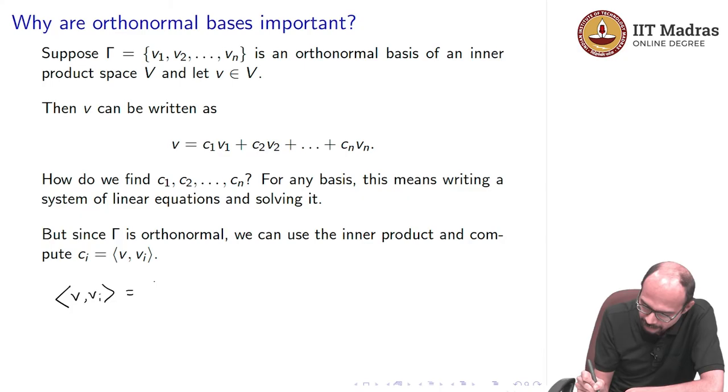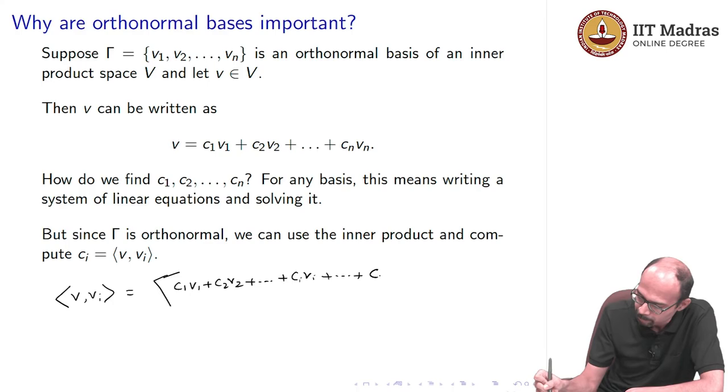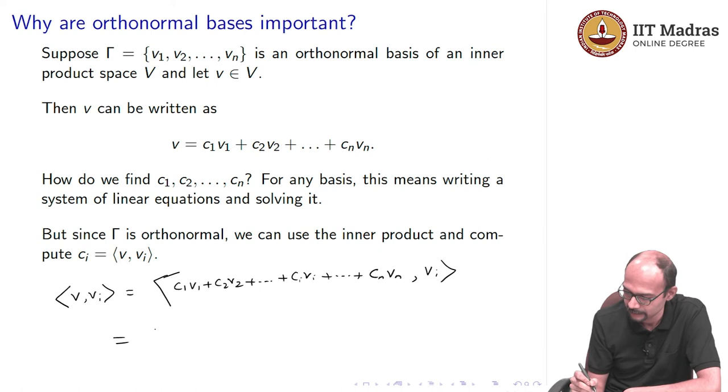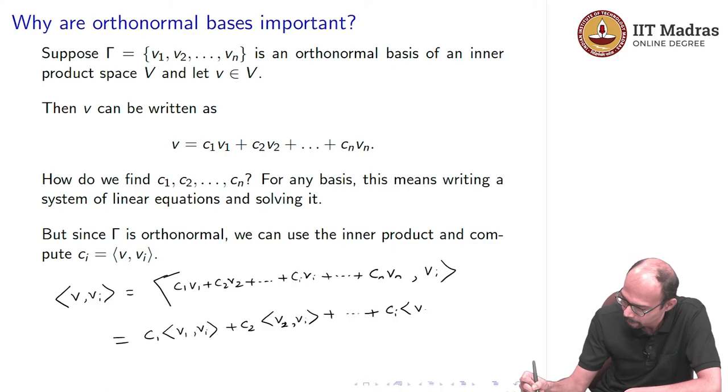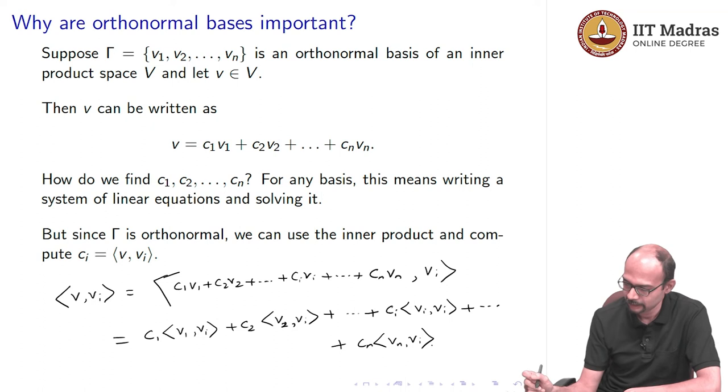If you compute the inner product of v comma vi, I substitute c1 v1 plus c2 v2 plus ci vi plus cn vn, and then take the inner product with respect to vi. Well, we know that the inner product is linear in each variable, which means that I can write this as c1 times the inner product of v1 comma vi plus c2 times the inner product of v2 comma vi, all the way up to plus ci times the inner product of vi comma vi plus cn times the inner product of vn comma vi, right? This is what we get.